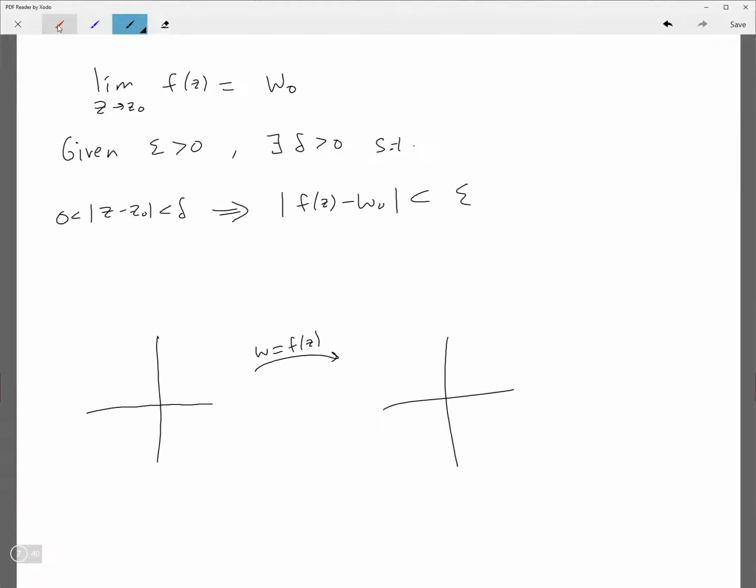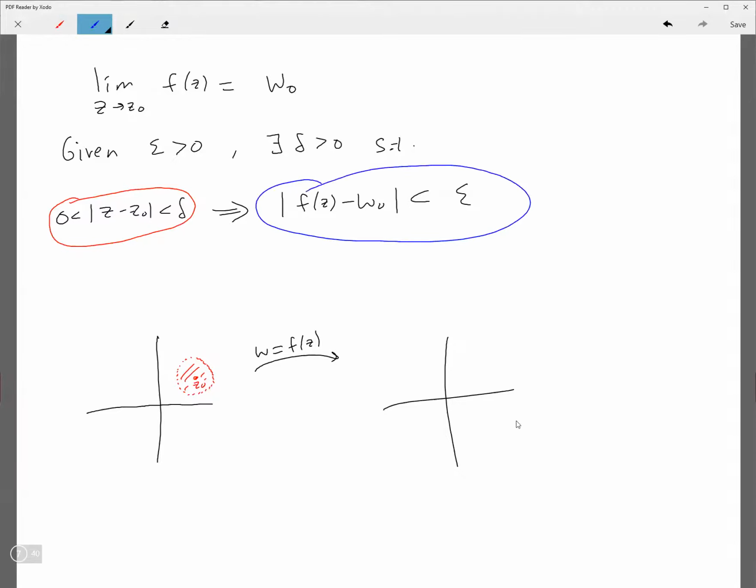What makes it work is that this one is what we call a neighborhood in the domain. It looks like this: it's everything inside a disk like that. The radius of that disk is delta, and it's centered at z naught. And then this one is a disk over here in the range plane. Okay, and it looks like that.